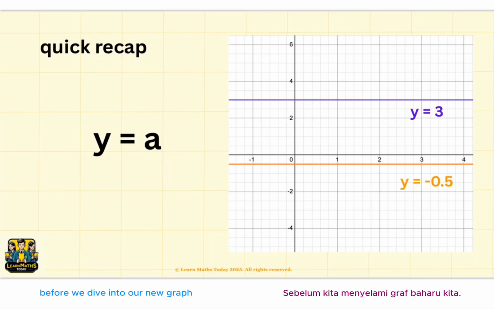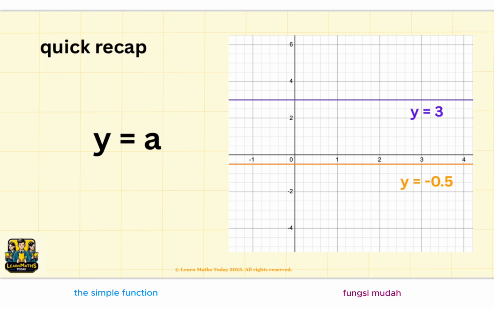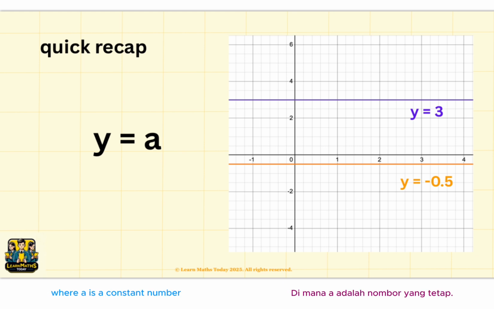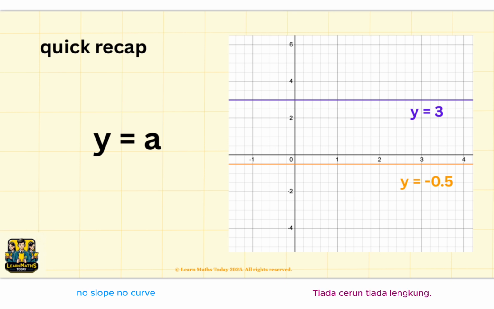Before we dive into our new graph, let's have a quick recap of what we know about all the simple functions. For example, the linear function. Look at the graph. We have the form y = a, where a is a constant number. These create horizontal lines that are perfectly flat: no slope, no curve, just a straight line across.